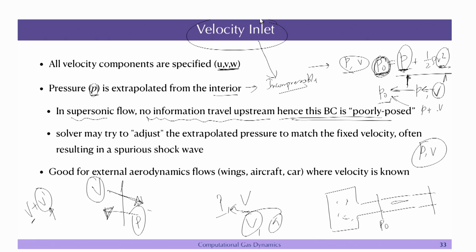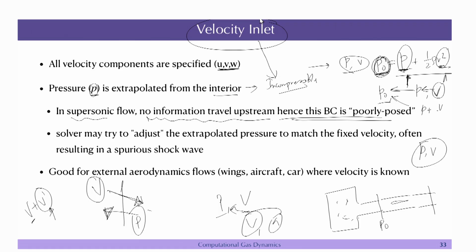But in the incompressible flow, let us say you know the speed of a car or speed of an aircraft, you can just give that speed. You can make the car stationary or the aircraft stationary and give the opposite speed to the air, okay, and that will give you the same result.